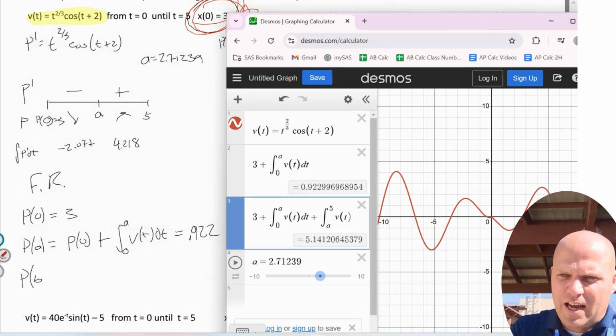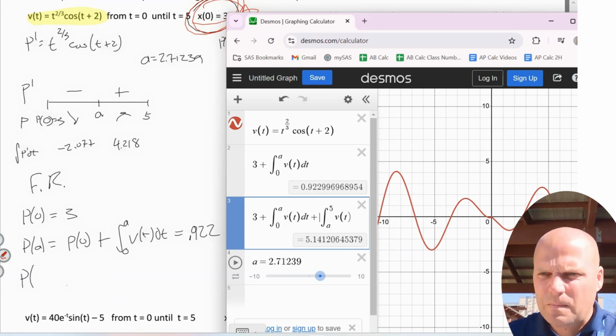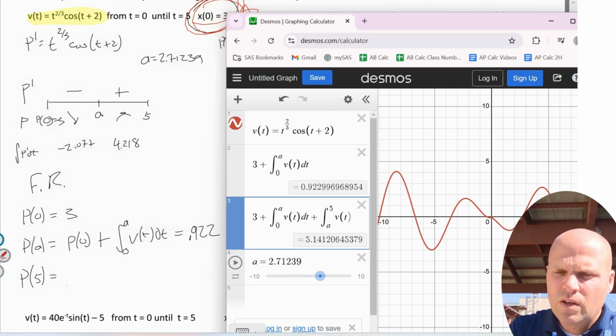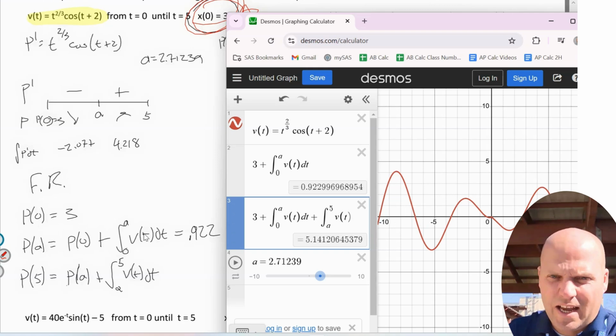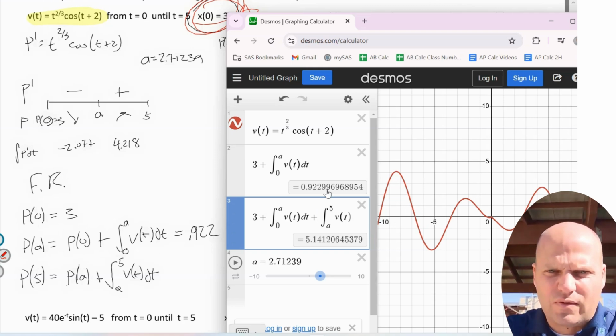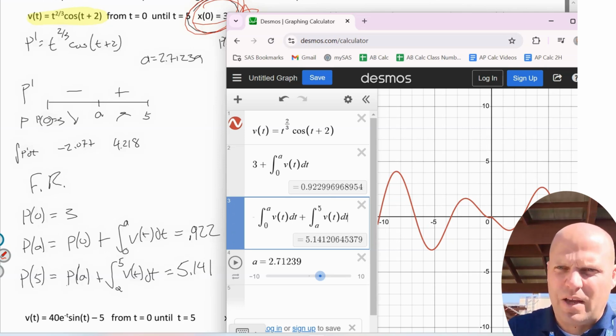You could say your position at time 5 is equal to your position at time A plus your displacement from A to 5. I don't know why I said B, I meant 5. Start with your position at A, add your displacement from A to 5, which ends up adding a positive number. This was adding a negative number. So I have this value plus A to 5, and I got this 5.141 value.